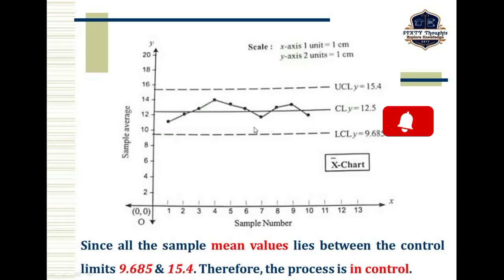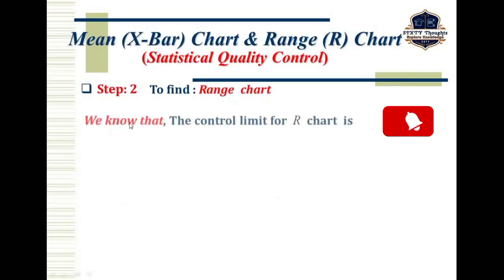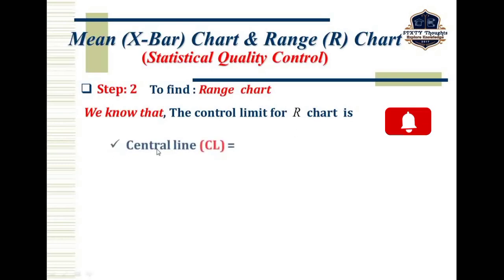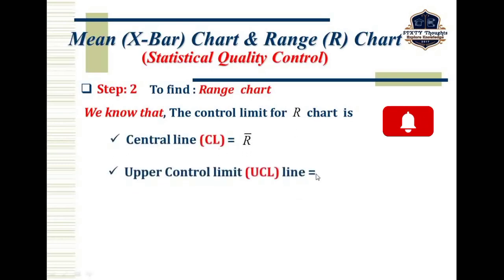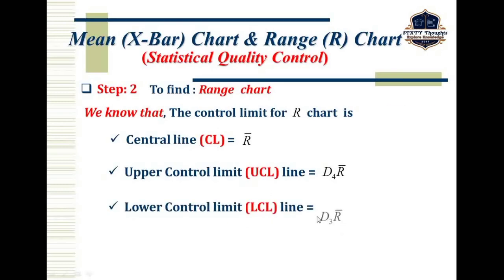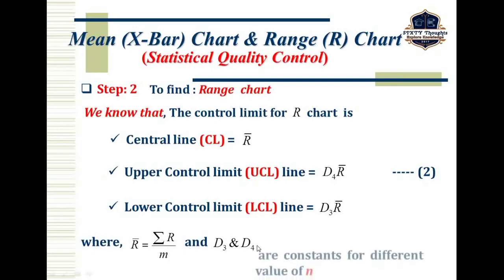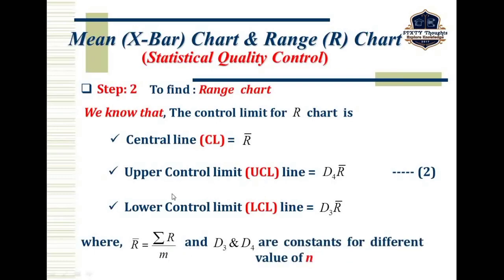process is in control. Okay, but to find the R chart, we know that the control limits for the R chart are: central line equal to R bar, upper control limit line equal to D4 into R bar, lower control limit line equal to D3 into R bar. So first we find the R bar formula. Consider this equation number 2. Here R bar equals sum of R by M, and D3, D4 are constants for different values of n. So using the sample size n equal to 5, I am going to write these two values using the statistical table. So using the given data, we find the R bar value.